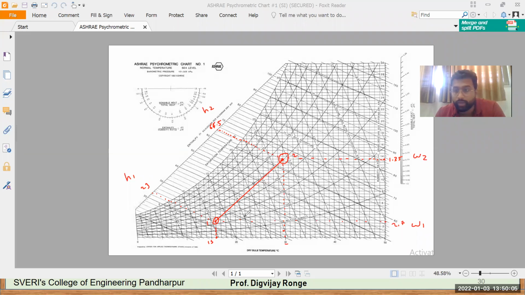Now, where is my point A? So for that, I have to draw a triangle. So I have to draw this horizontal line so that it is visible to all of you. So here, and this is my intersection point. This intersection point is nothing but point number A.